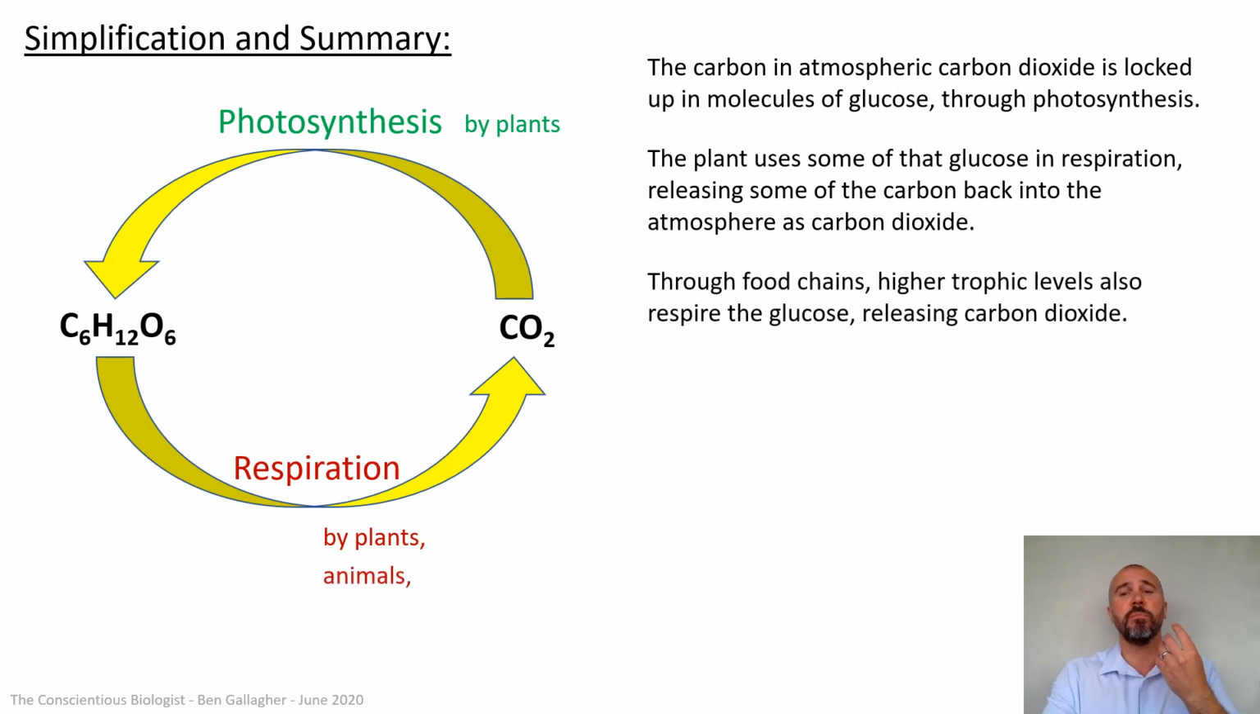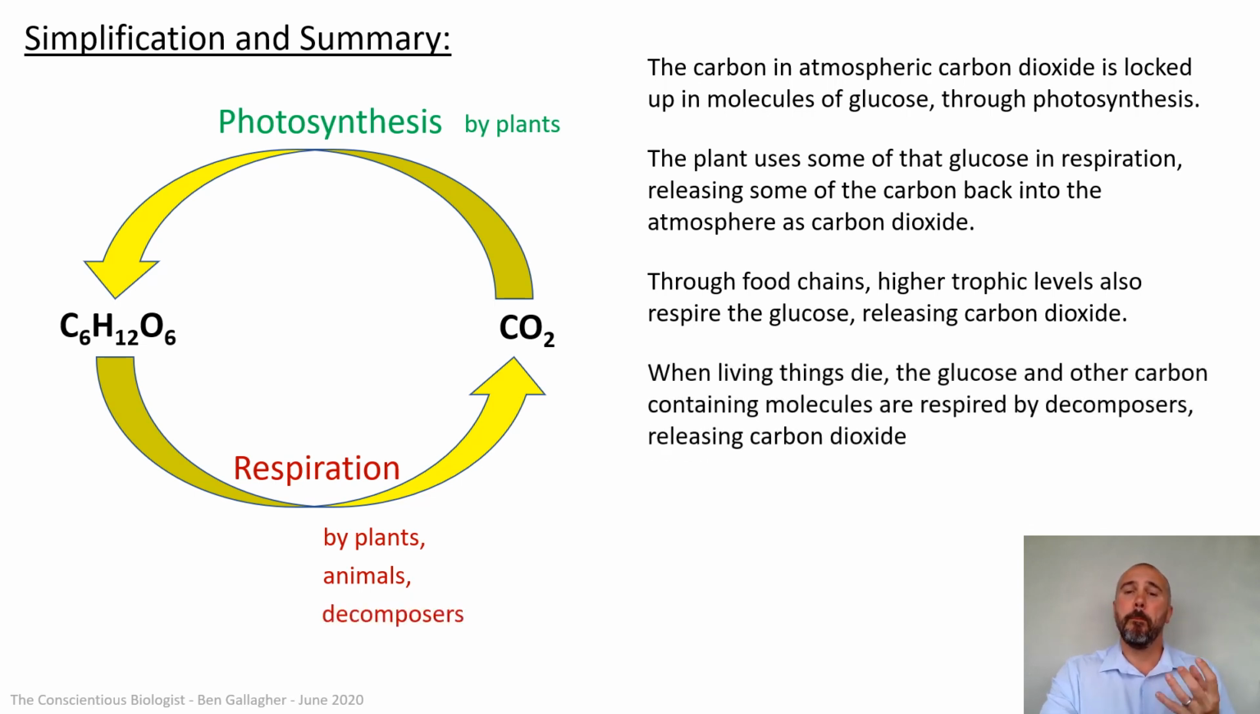But of course, we said as you move up the food chains, the higher trophic levels, the animals, will also respire the glucose, releasing the carbon dioxide. And of course, we said when living things die, the glucose and other carbon-containing molecules are respired by decomposers, which releases the carbon dioxide in its own right. So the respiration arrow there has got by plants, by animals, and by decomposers. And decomposers can include fungi, bacteria, and protists. Okay, so that's really a simplification.